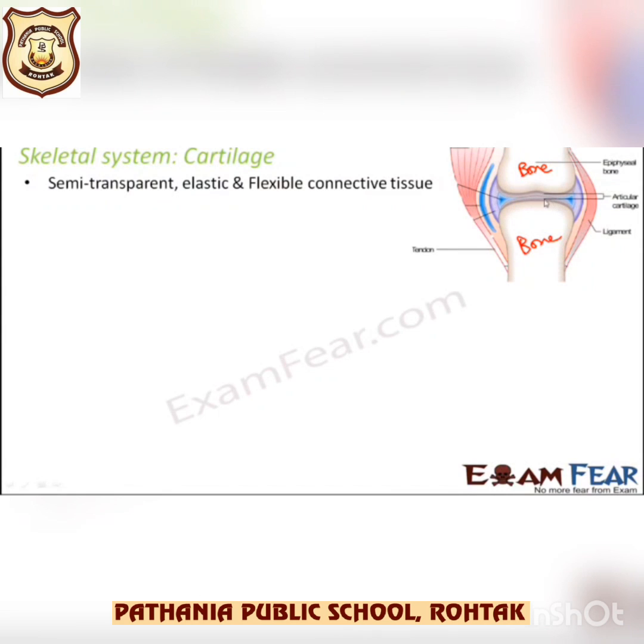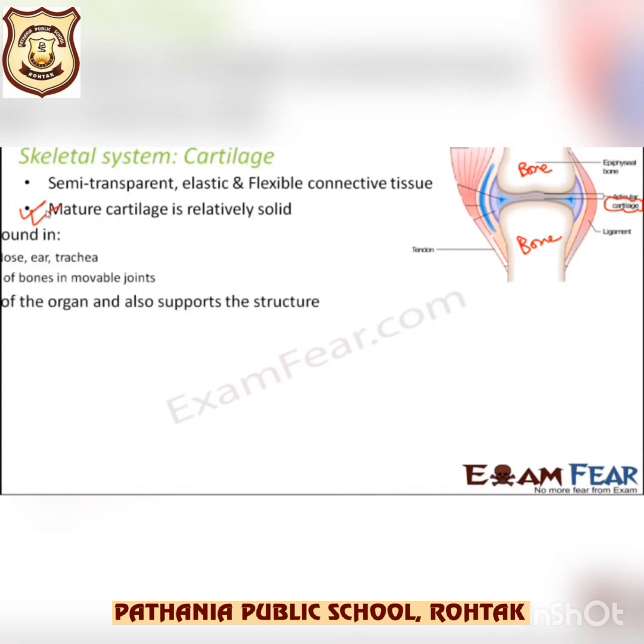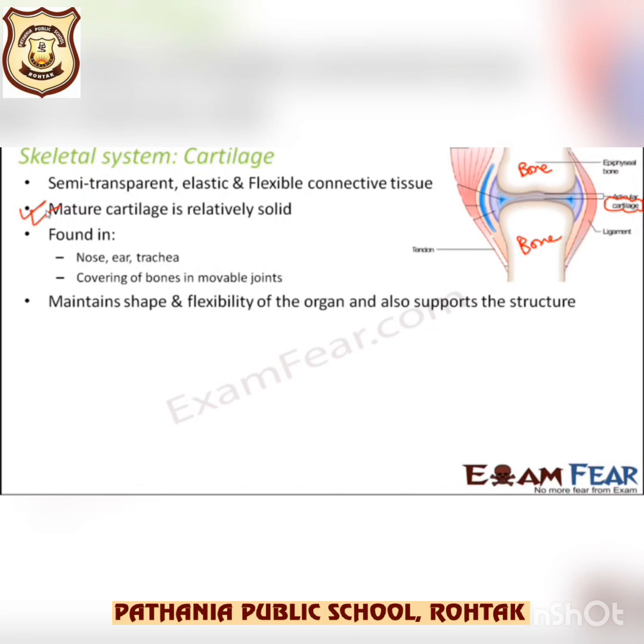It is a semi-transparent, elastic and flexible connective tissue, right? Mature cartilage is relatively solid; it is a firm but flexible material found at some places in the skeleton, and it is much softer than bone. It can be bent without breaking. In fact, cartilage is a kind of softer and elastic bone. It is present in the following places in our body.